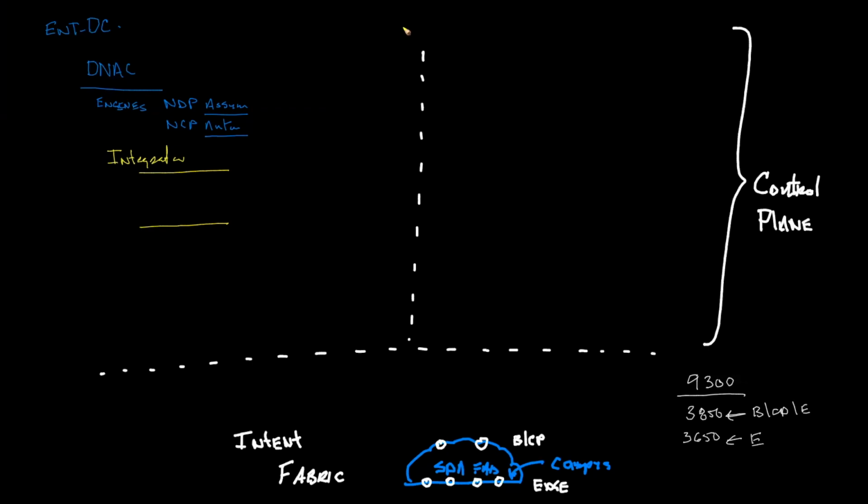And one engine that we also have to call our attention to that we're going to need is this idea of the ISE engine. Now, I told you specifically in class, I think it was Monday, that the ISE engine is what we refer to as our policy engine. Now, the DNAC is made up of the NDP engine, the NCP engine, as well as this integration engine.